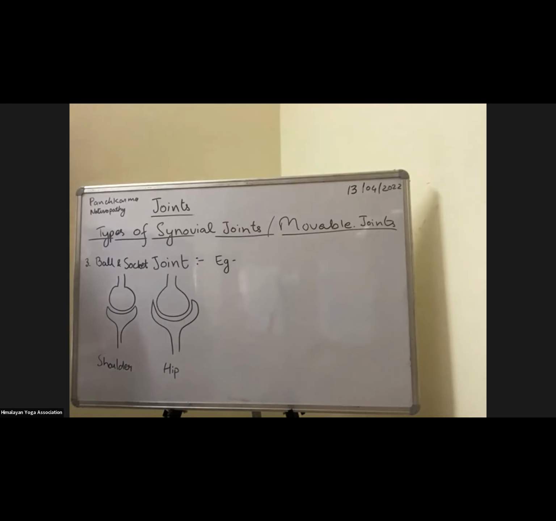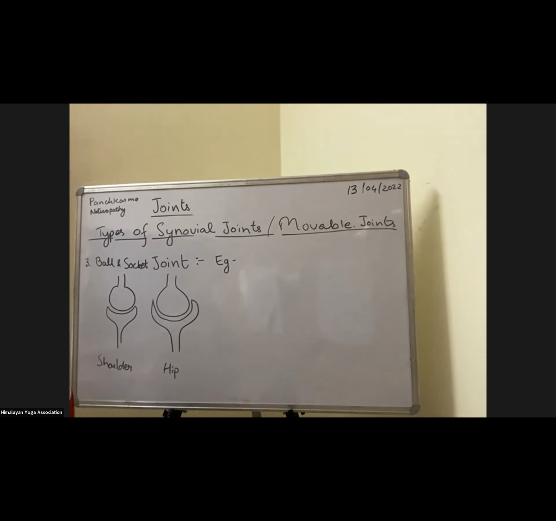See, we have ball and socket in both shoulder and hip. But we have more movement in shoulder. Okay, this is the most movable joint of our body. This is slightly less than shoulder, though both of them are ball and socket. Can you tell me why this is happening? Any idea? I mean that in shoulder, there is more movement than a hip joint. Why?